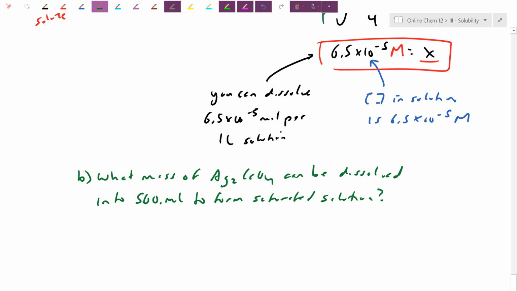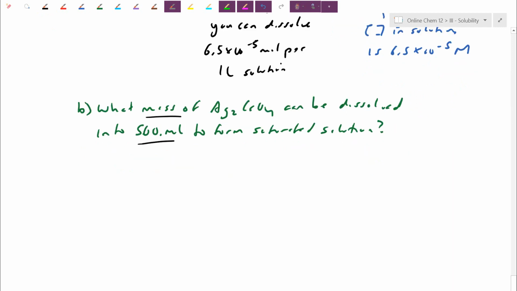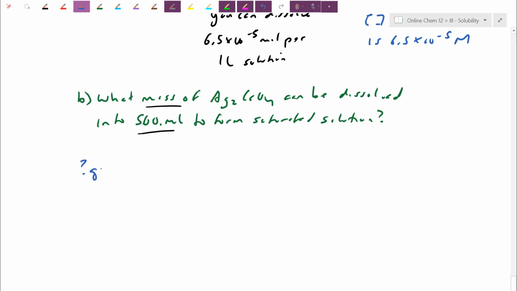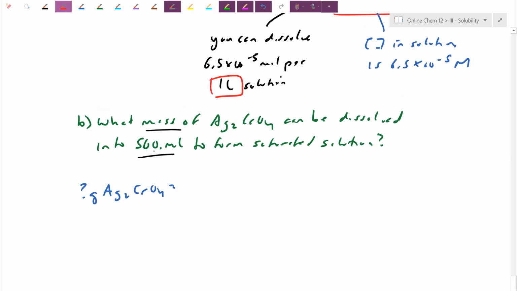So we already found the number here. You can manage to dissolve 6.5 times 10 to the negative 5 for a given liter. They now give you a volume, and they're also asking for mass. Anytime they ask for mass, my hint is you're just going to need to use molar mass. So let's see if we can just finish this up. How many grams of silver chromate would I need? Starting off with the volume, because our concentration is expressed per liter, I'm going to convert that to liters.